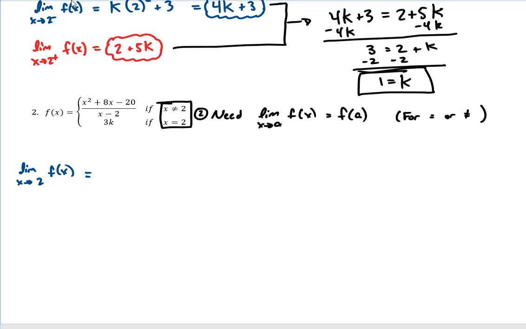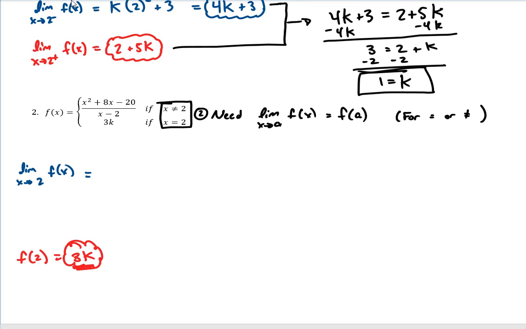How about I do this first. I'm going to do the f of a first. Let's put that down here. Let's just find f of 2, since that's easier. It's right here. When x is 2, we have 3k. Okay, so I'm going to cloud it just like I did the last time.